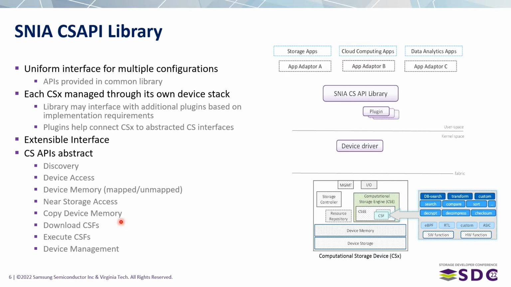Download CSFs. I think you would have heard yesterday, computational storage functions. These are the functions that you are triggering for your applications. And then execute. Even if the hardware does not support any pre-downloaded function or one existing in the repository, a user can download the CSFs and then execute them. Then device management. You need to know well how the device is performing. For that reason, you need these device management APIs.